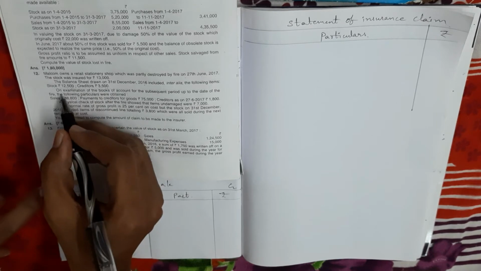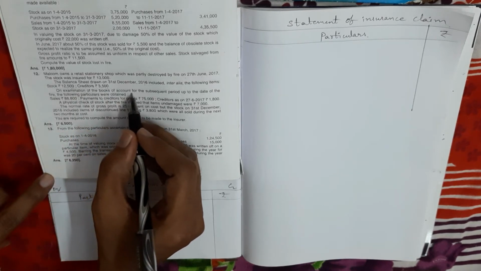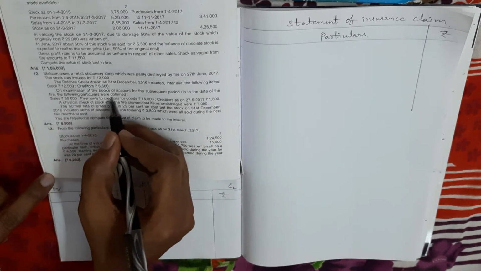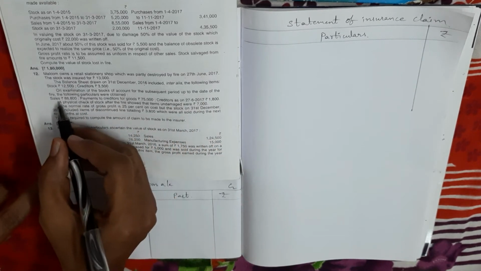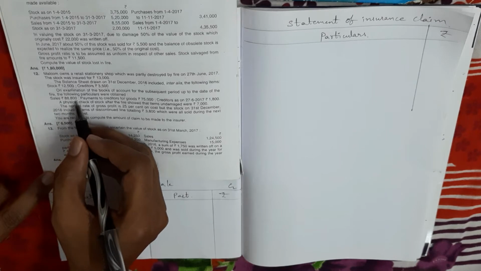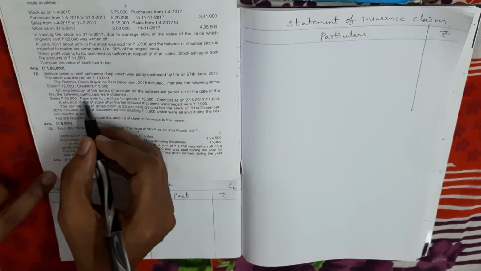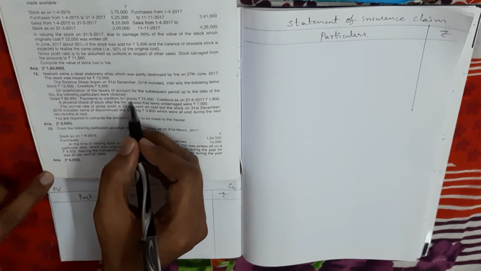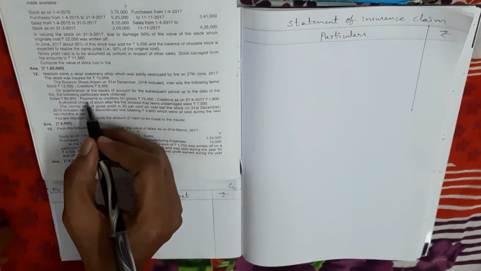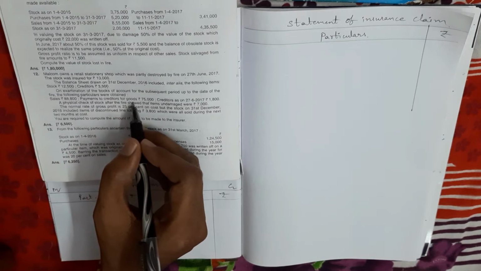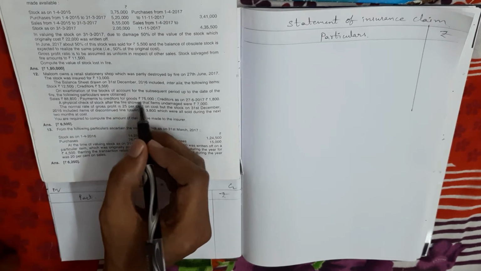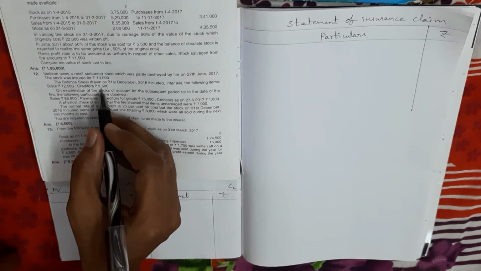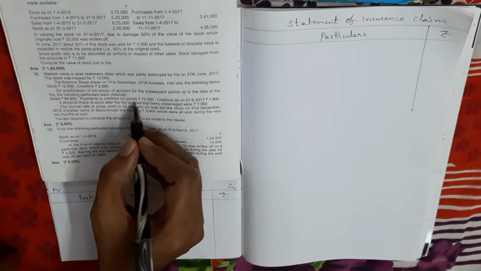We'll explain. On examination of the books of account for the subsequent period up to the date of the fire, the following particulars were obtained. Sales 88,800 rupees. So current year sales up to the date of the fire accident is 88,800. Next, payments to creditors for goods 75,000. So here payment to creditors for goods 75,000 is given. This amount we paid to creditors. Here the creditors' closing balance, last year's balance, is given now, so we have to adjust this amount.